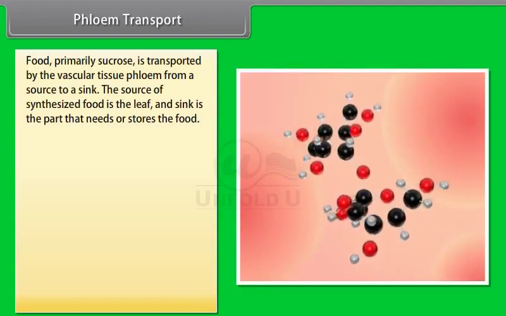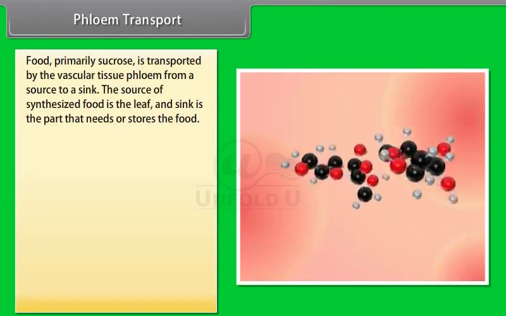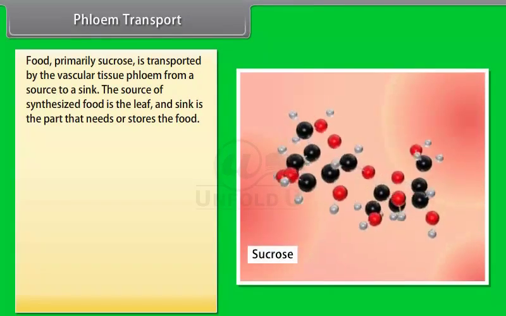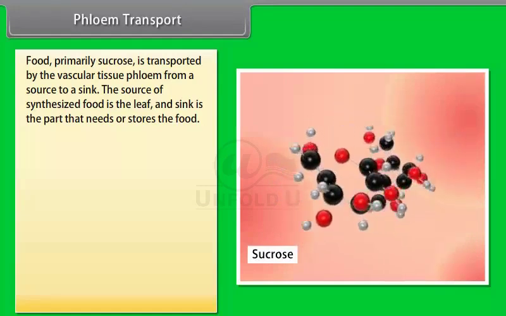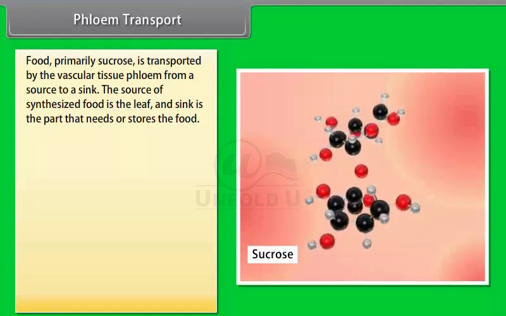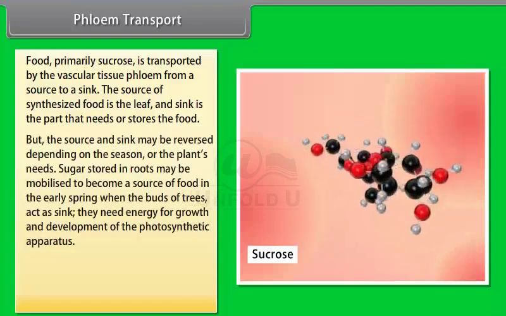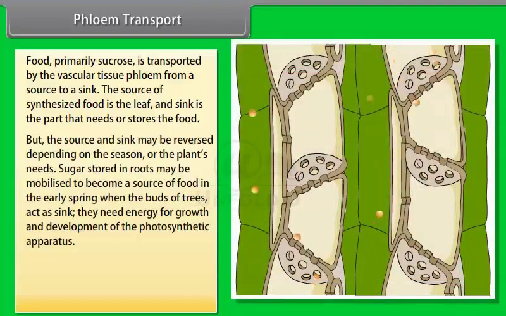Phloem transport. Now we will learn about phloem transport. Food, primarily sucrose, is transported by the vascular tissue phloem from a source to a sink. Usually the source is that part of the plant which synthesizes the food. The source and sink may be reversed depending on the season or the plant's needs.